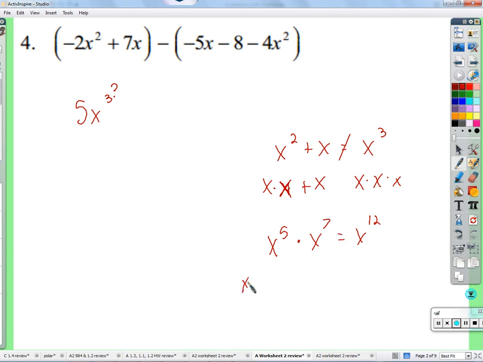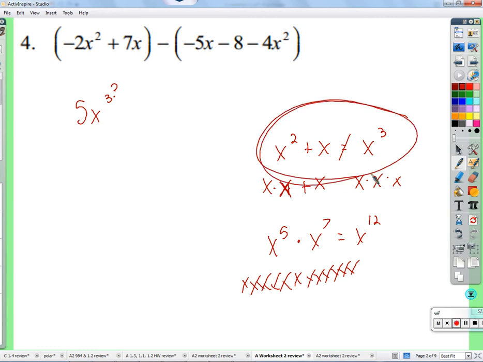So what do we have here? We have 5 x's, let's pretend, and then we have 7 more x's. How many x's are we multiplying together? 12. 7, and then 5 more, 12 x's all multiplied together. Okay. Pay close attention to that. Can't do that. Can't add, and then somehow the exponents change.